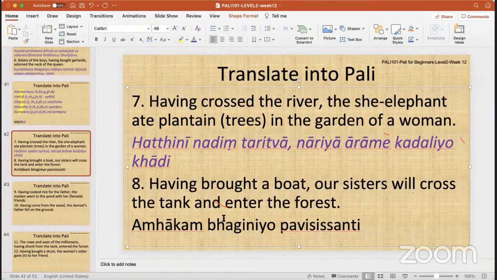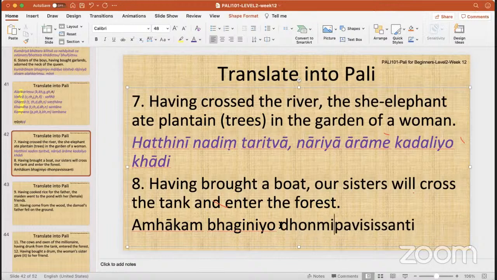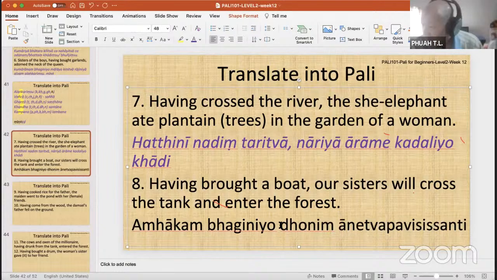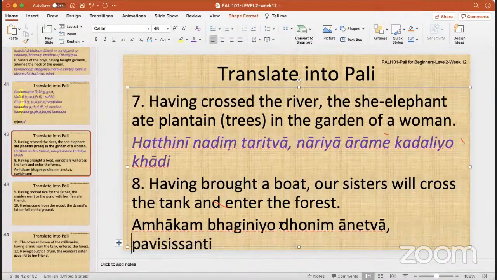So Amhakam Bhaginyo, Nawang, right? Nawang or Doning? I think Doning would be a better one. Nava is a big one, a ship. Doning. Kinitwa? Anitwa, you can say aharitwa. Brought is like bringing, right? Not kinitwa, kinitwa is bought. Oh, sorry, wrong. Anitwa. Amhakam bhaginyo dhoning anitwa.